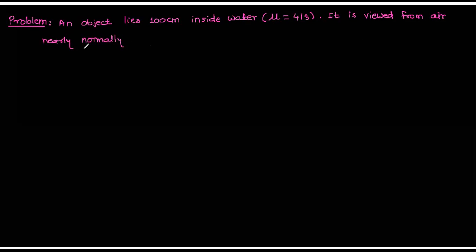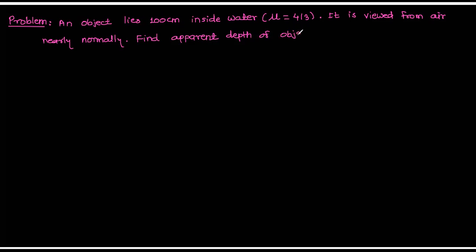So see, this word is very important. Nearly normally means normal incidence case only you have to consider. And he is asking, find apparent depth of object. Find apparent depth of object.